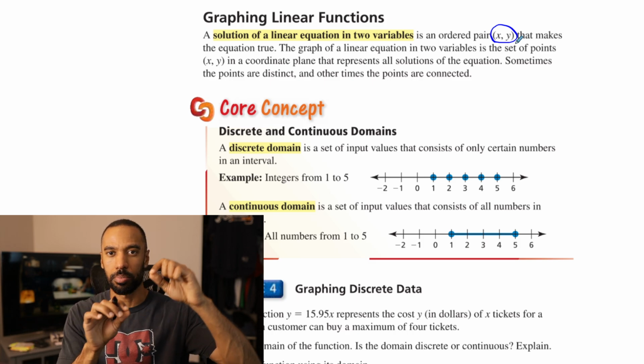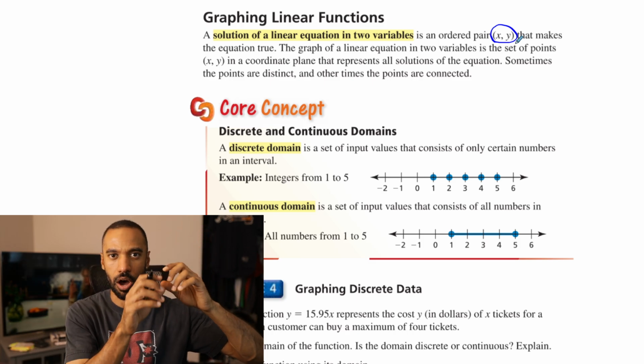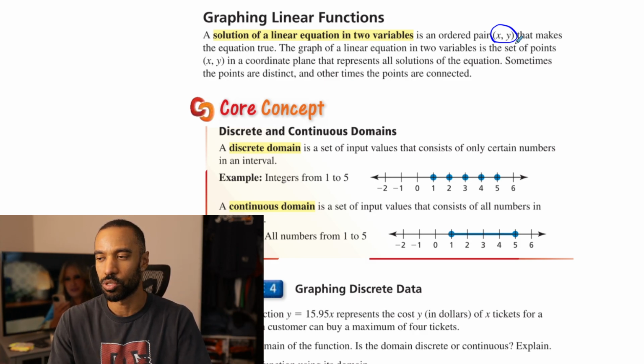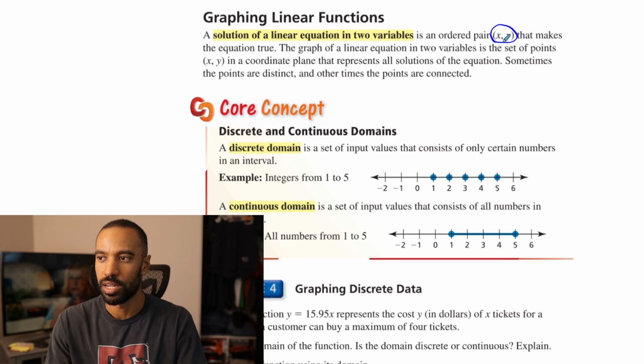All the points that we plot and we connect, just to show that all the ones in between interpolate all those solutions as well. Every single thing on there makes a solution. And that's what they're saying. A solution is an ordered pair that makes the equation true. The graph is the set of points that represents all the solutions.